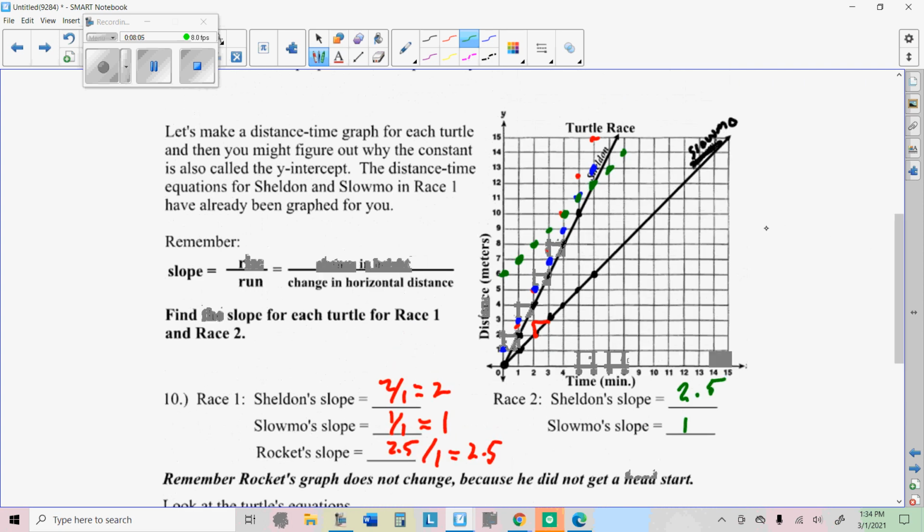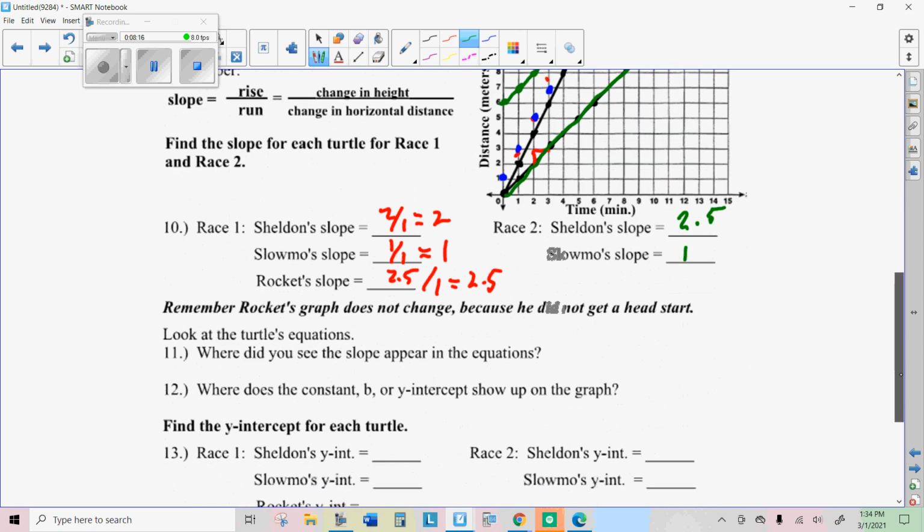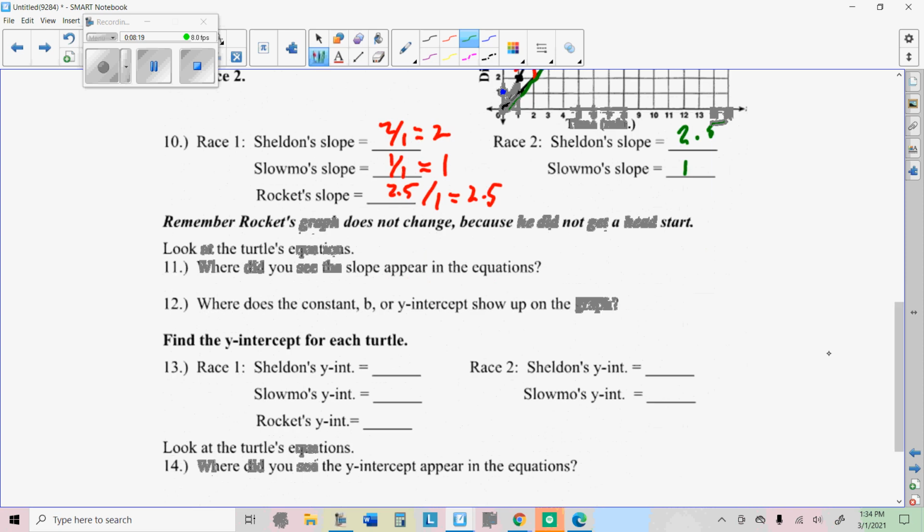So if you look at Slow-Mo's original line, which is right here, it has the same slope as this line right here. All right, they're parallel. So remember, Rocket's graph does not change because he did not get a head start.